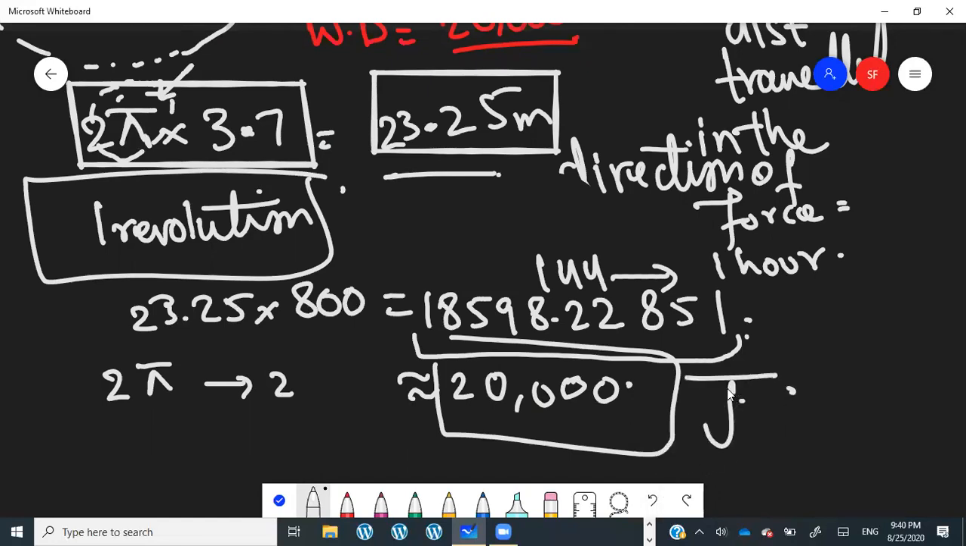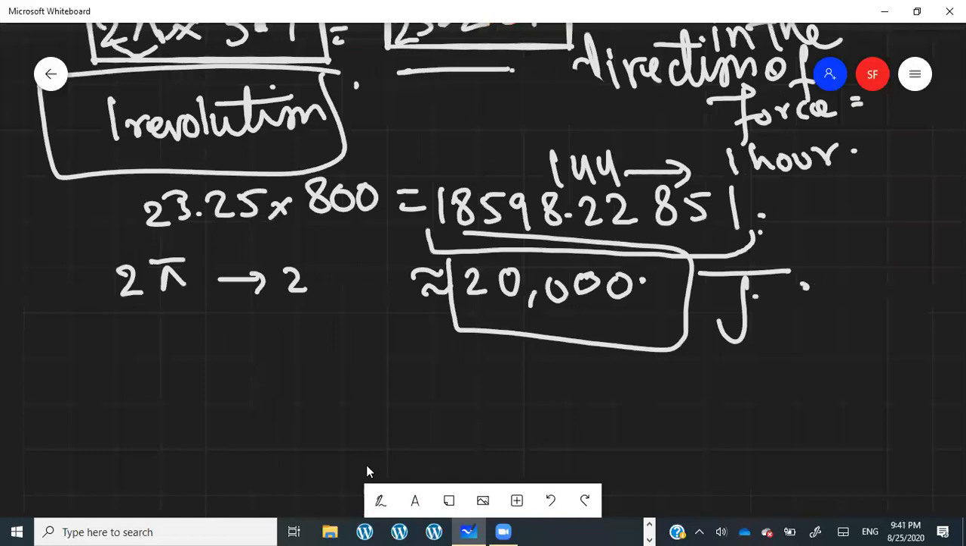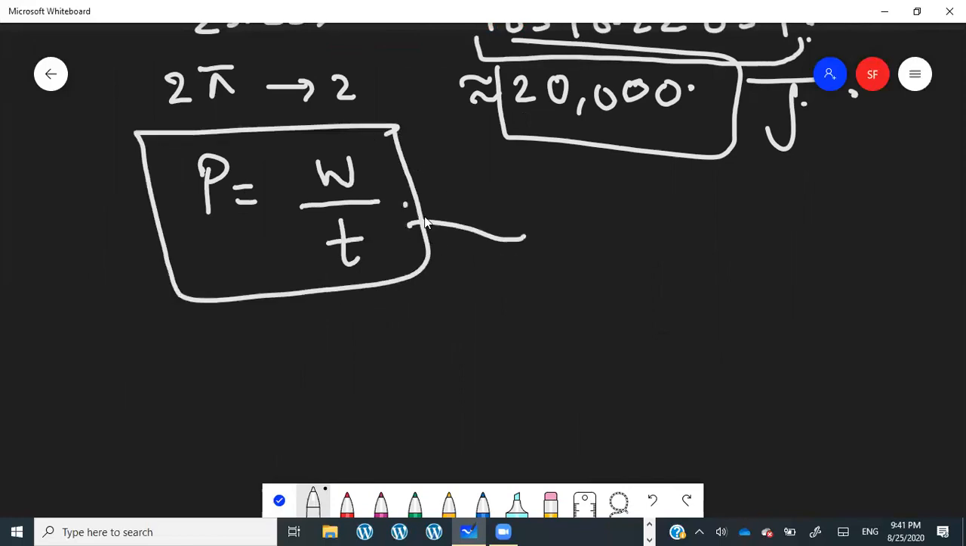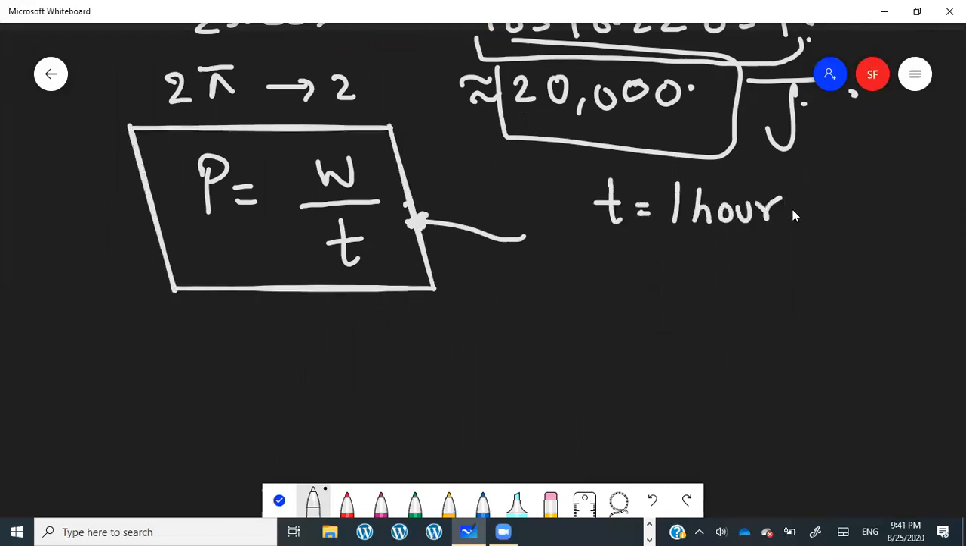After that, the second part is they're asking us to calculate the average power in SI units. So what do you think I should do? What's the formula for power? Work done over time. Okay, how to do this? What's the total work done and what's the total time given to us? The total time given to us is 1 hour. 1 hour, 60, means 3,600 seconds.